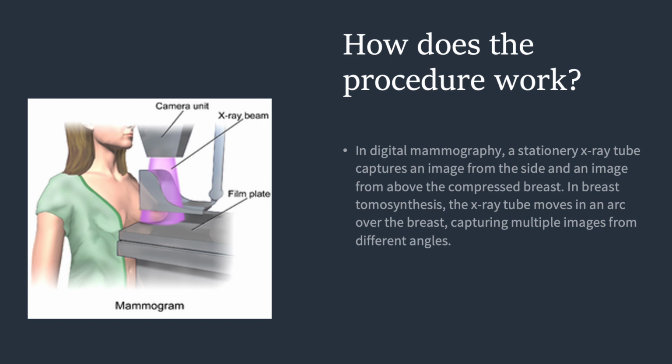Once it is carefully aimed at the part of the body being examined, an X-ray machine produces a small burst of radiation that passes through the body, recording an image on photographic film or a special detector. In digital mammography, a stationary X-ray tube captures an image from the side and an image from above the compressed breast. In breast tomosynthesis, the X-ray tube moves in an arc over the breast, capturing multiple images from different angles.